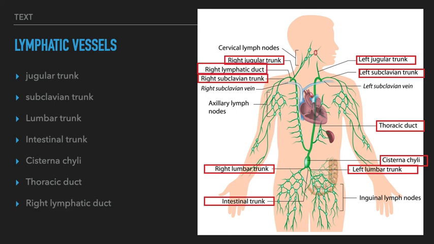And then last we have over here the right lymphatic duct. This is the lymphatic vessel that drains the right upper quadrant of the body. So this is going to drain less of the lymph back into the systemic circulation.